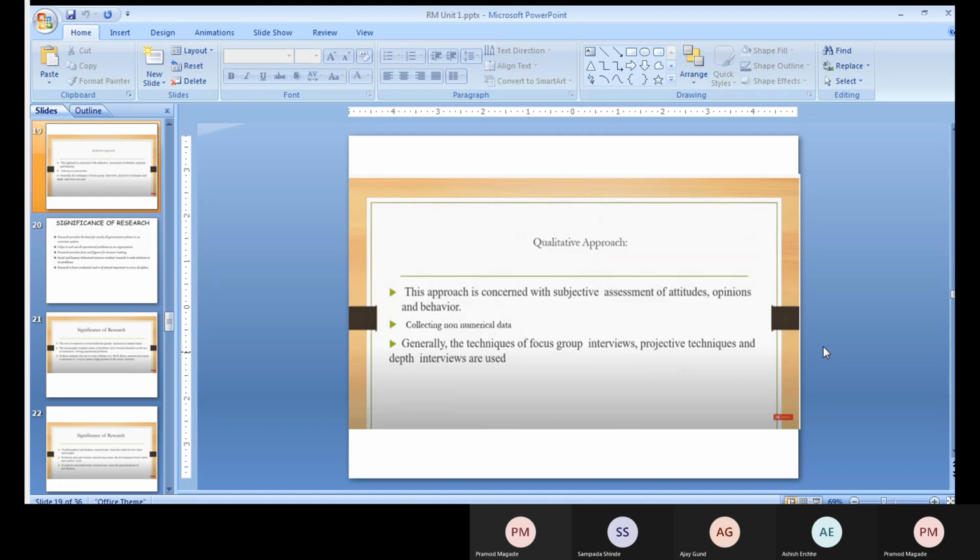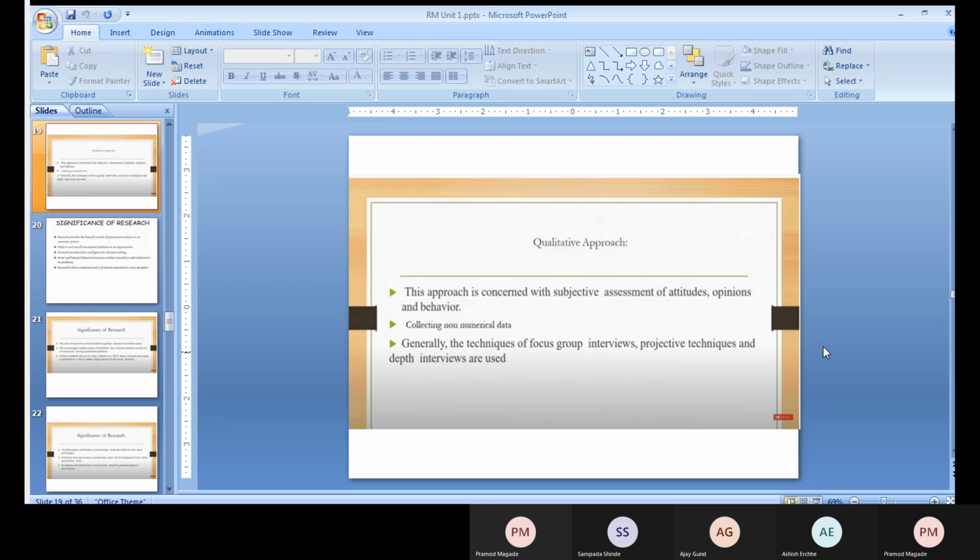This approach is concerned with subjective assessment of attitudes, opinion, and behavior. Understood? Attitude means we'll have to check what is going on, what companies are doing, and what I am doing as an owner. So that kind of thing we'll have to search. Opinions, we'll have to discuss with the scientists, in brainstorming sessions, with experienced persons, and we'll have to define the things.